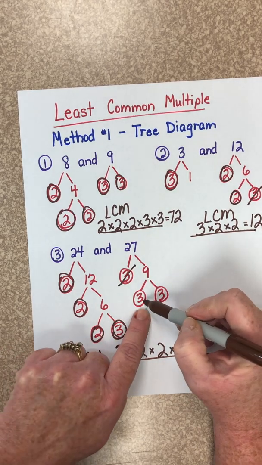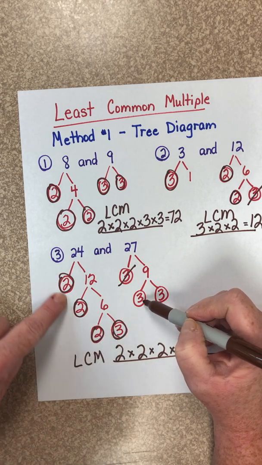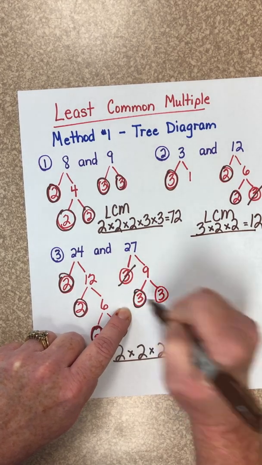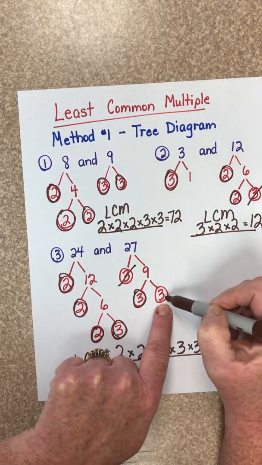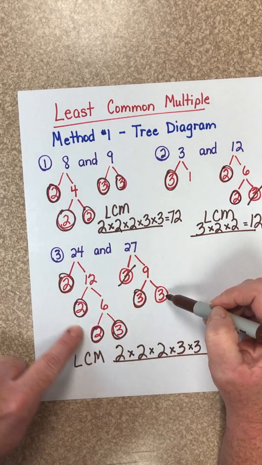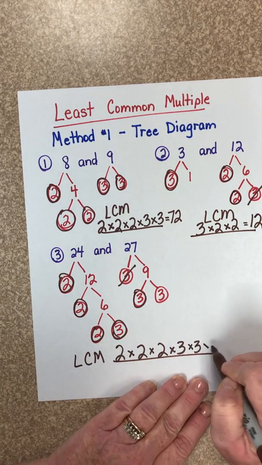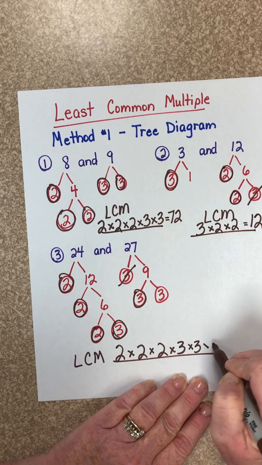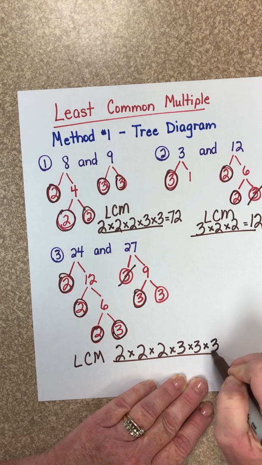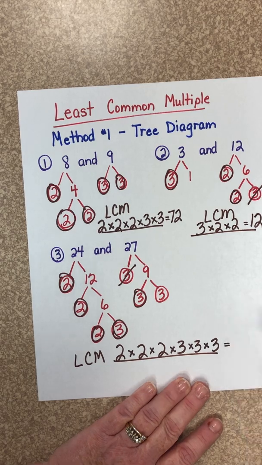But then I go to this 3. It's a second 3. So do I have 2 3s in the first tree? Well, the answer is no. So I do need this one. So I'll circle it. And now I have a third 3 in this tree. So I need to go over here and see if I have 3 3s in this tree. Well, no, I only have 1, which means I'll have to write it again. And now we are ready to multiply.